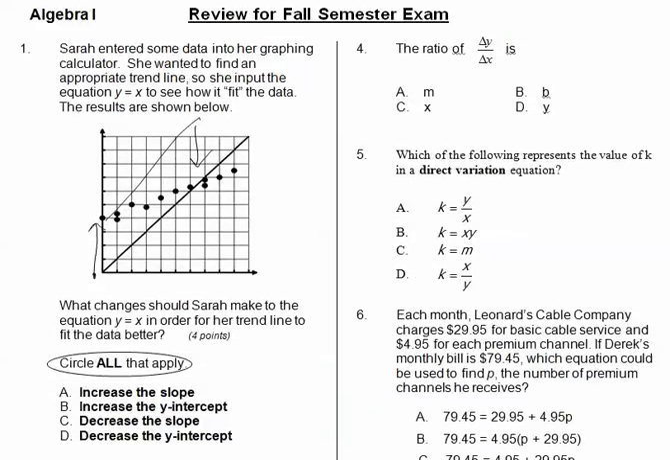So number 4, delta y, this triangle means delta, it means change. So change in y over change in x. So if we have y equals mx plus b, m is the slope and b is the y-intercept. And change in y over change in x is one of the formulas for slope. So that's going to be m.